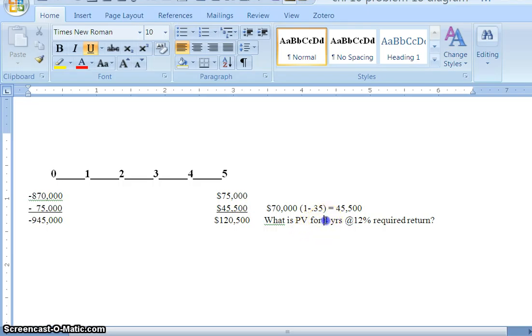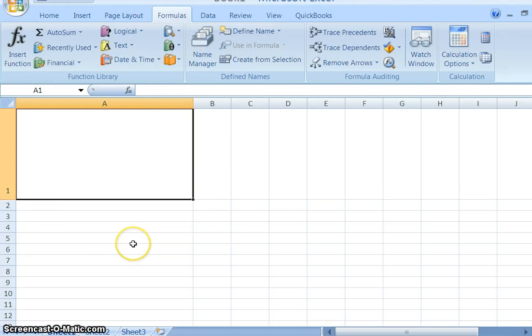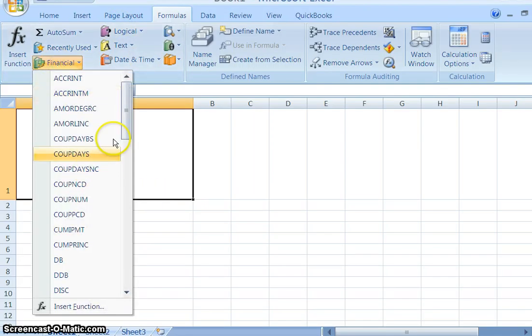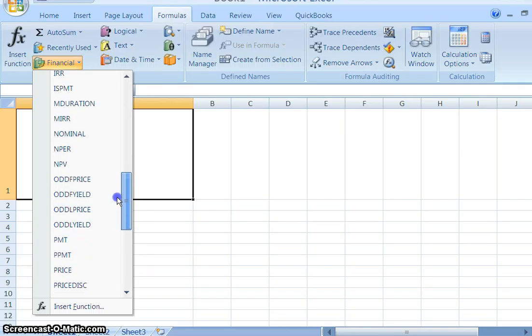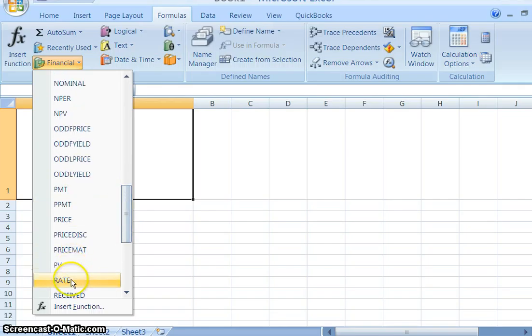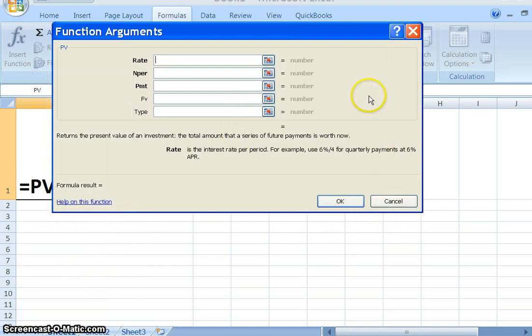Now, because we're going to receive that in the future, we need to find out what the present value of it is. I need to change this to 5 years, for 5 years at 12% rate of return. So I would use Excel to find the present value of that 120,500. We just go to financial formulas and we're going to select PV for present value. Our required rate of return is 12%. Number of periods, 5 years.